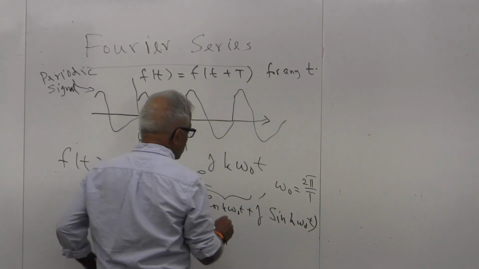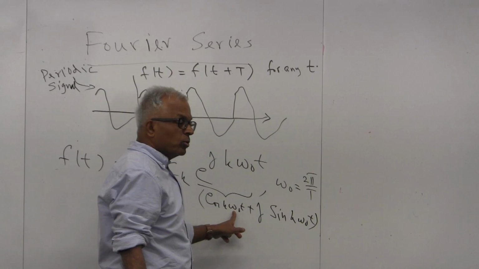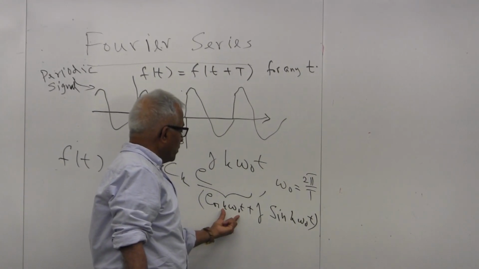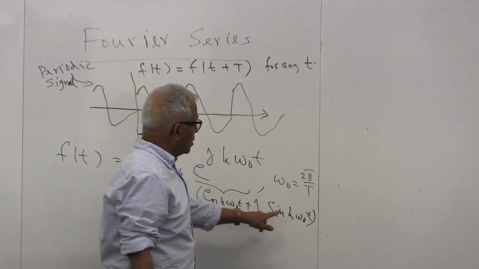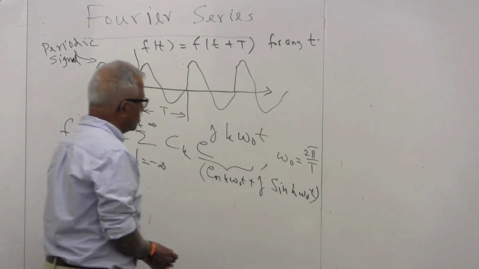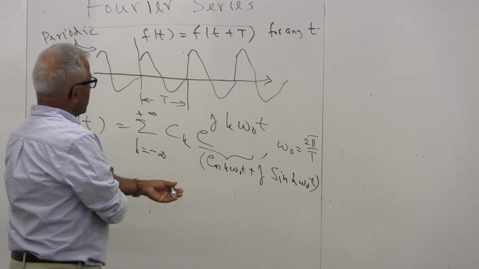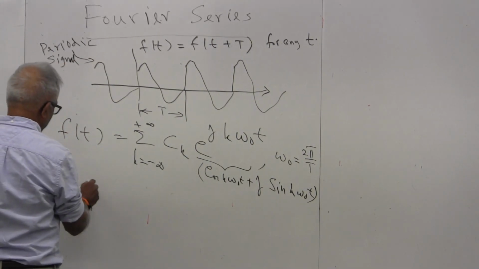Since sin omega naught t or cos omega naught t is a waveform with the frequency omega naught, here the frequency is k omega naught. You have an in-phase component and you have a quadrature phase component, or you can call it a complex sinusoid. And so the Ck must be its amplitude. In general, that is also complex.